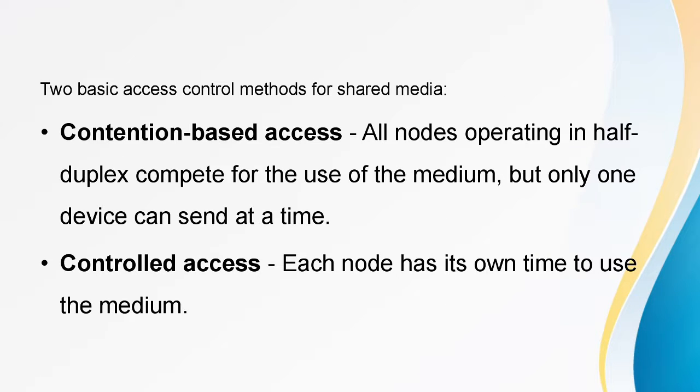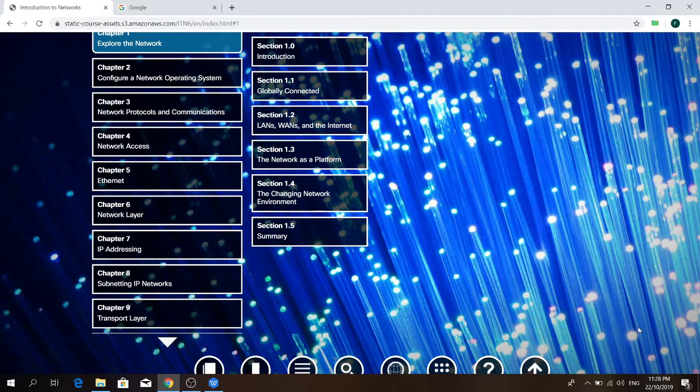There are two basic access control methods for shared media. First is the contention-based access. All nodes operating in half-duplex compete for the use of the medium, but only one device can send at a time. Controlled access. Each node has its own time to use the medium. So that's all the summary of Chapter 4, Network Access. For now, we will answer some activities.